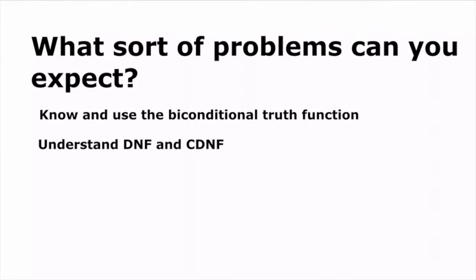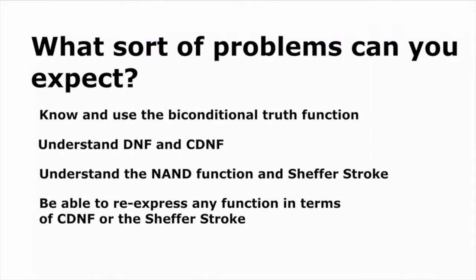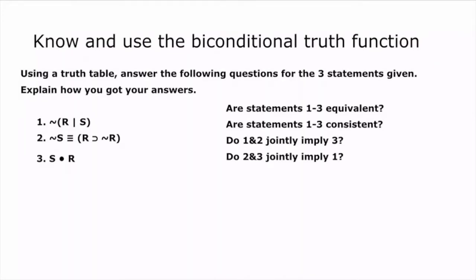Understand disjunctive normal form and canonical disjunctive normal form. Understand the NAND function and the Sheffer stroke operator, and in particular be able to re-express any function in terms of either canonical disjunctive normal form or the Sheffer stroke. So here's an example of using the biconditional truth function, also using the Sheffer stroke. Use a truth table answering the following questions. This is exactly the kind of thing you would do in the normal material, except you'll notice these statements involve a biconditional. They also involve a Sheffer stroke. So you should just be able to do truth tables using these operators and answer questions about them.